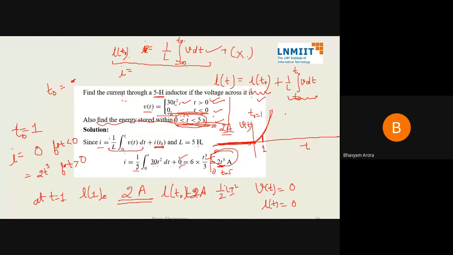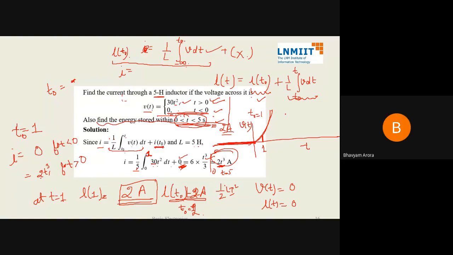From like we took the limits from t naught to t, so it will be like 5 cube minus 1 cube, isn't it, sir? After that, it will be there. Right now, I am calculating what is I of t naught. You were asking what is t naught. If t naught is 1, then the value of I of t naught will be 2 ampere. If t naught is 2, it will be 2 into 2 cube.